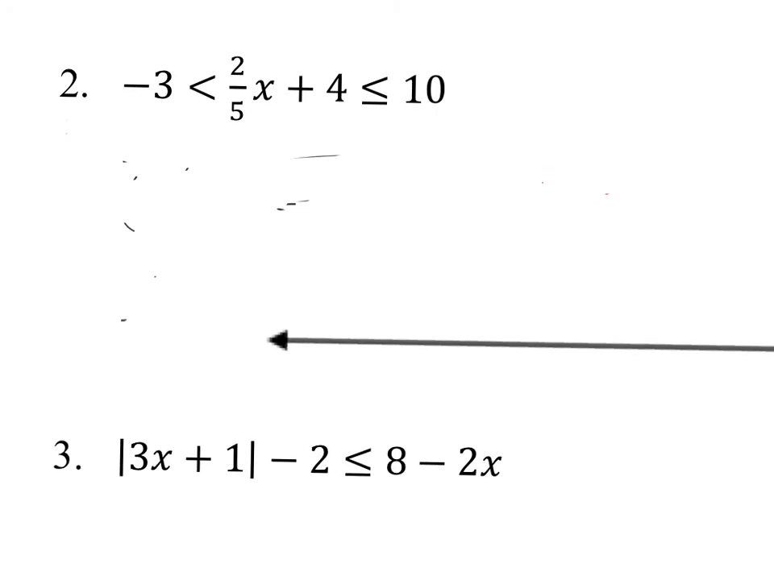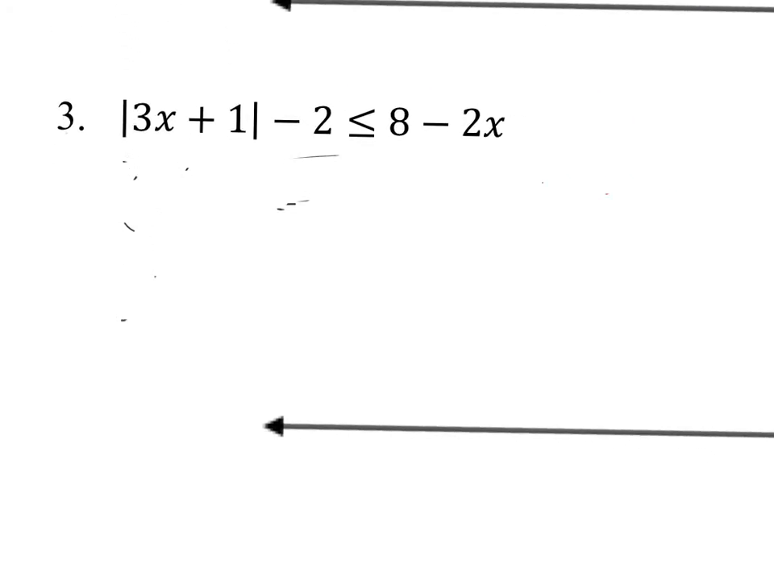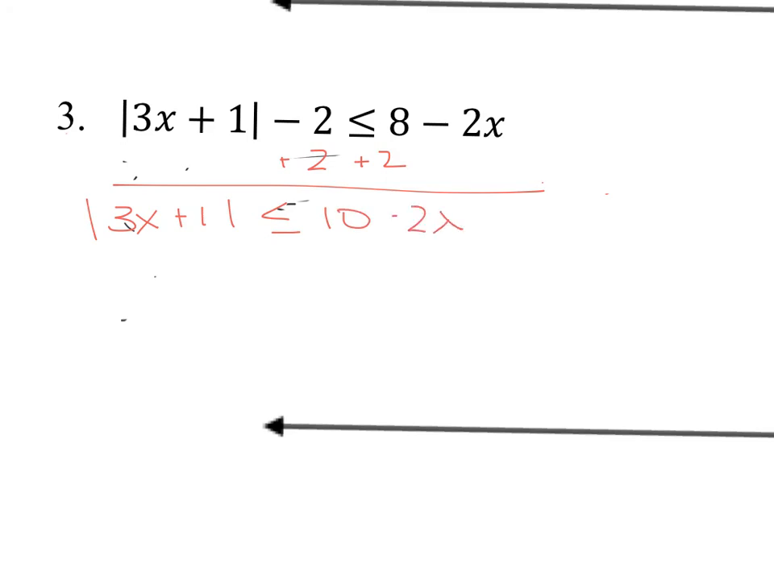Alright, let's do number 3. Number 3 is an absolute value inequality. In order to set up my inequality, I have to get the absolute value sign by itself. So I'm going to add 2 to the other side first. So I have the absolute value of 3x plus 1 is less than or equal to 10 minus 2x.